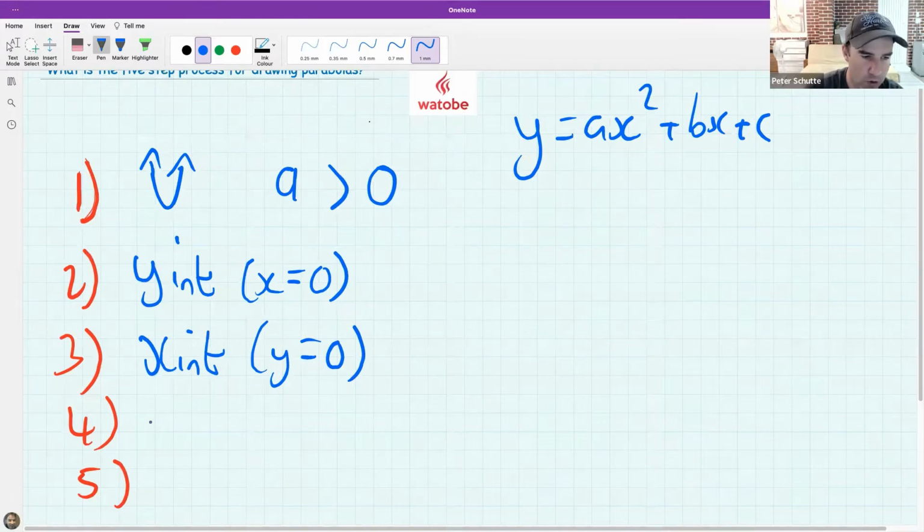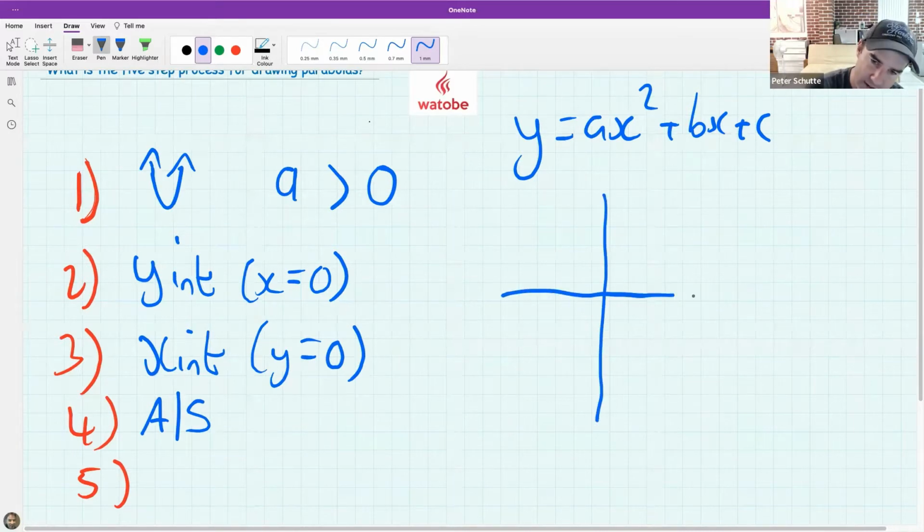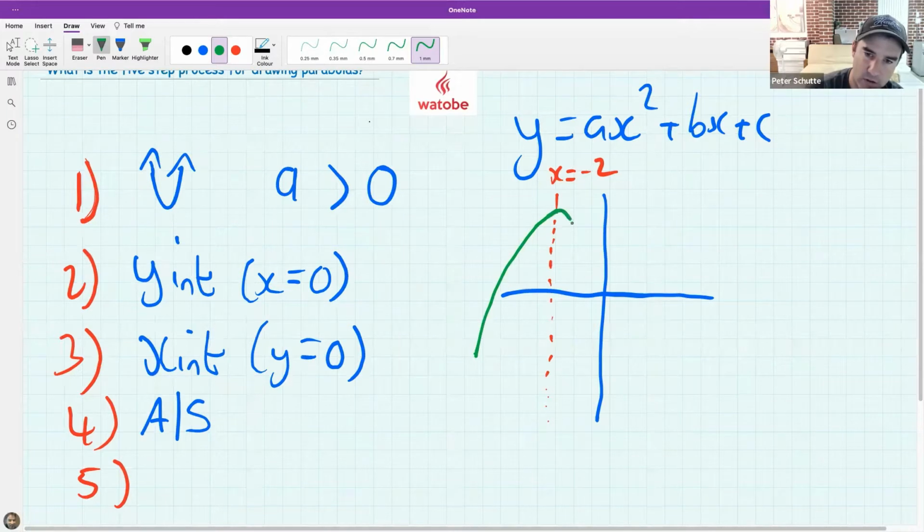Step 4 was finding something called the axis of symmetry. And I often abbreviate it by writing A/S. Basically, in grade 11, your parabolas don't have to be cut in half by the y-axis. Sometimes they're cut in half by a line like, for example, x is -2. We call this line the axis of symmetry because it divides the parabola into 2 equal halves, and the turning point, it's not a very good parabola, but the turning point will always be on the axis of symmetry.